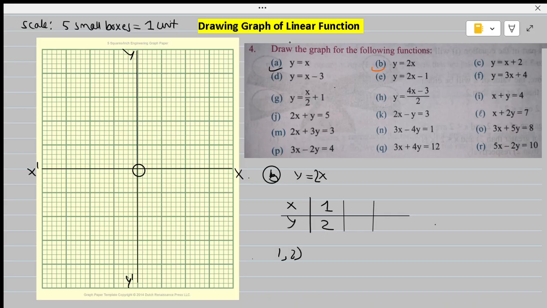So the point is 1 comma 2. Now x you keep another one, let's keep here 2, right? So if we give x 2, y equal to 2 into 2, you get there 4. So another point is 2 comma 4, right? And now I'm keeping 1 point negative for x. So when x is -1, y equal to 2 into -1, that you get there -2. So another point is -1 comma -2. So 3 points we have obtained.